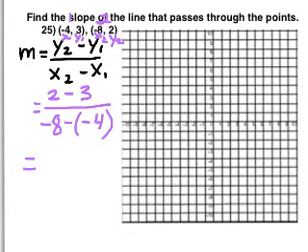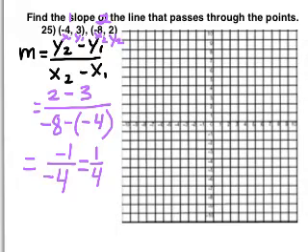2 minus 3 is a negative 1. And negative 8 minus a negative 4 is the same as negative 8 plus 4, which is a negative 4. And that equals 1/4. Okay, so our slope is 1/4. Now, that's all we have to do for this. But I would like to plot these points just to show you what it means.